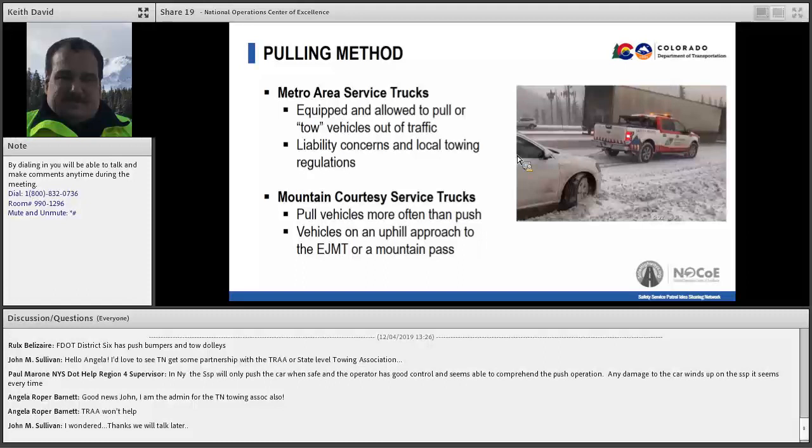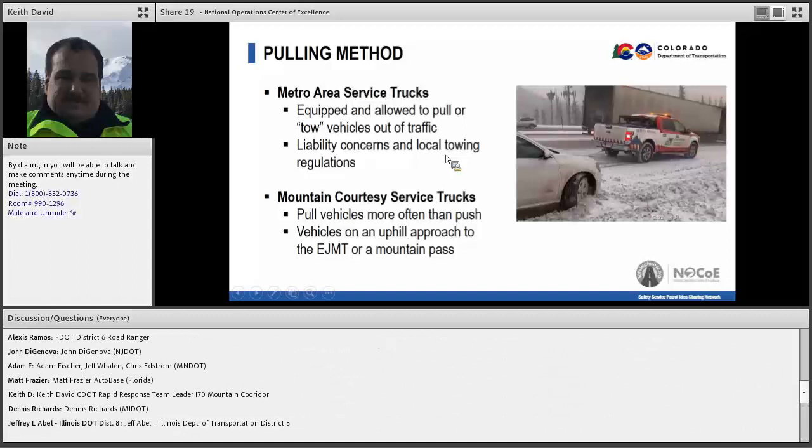The Mountain Courtesy service trucks, they pull more often than they push. A lot of this is because the approach to the Eisenhower Tunnel on the westbound or the eastbound side is a prime example. You could have 3 to 4 miles of nowhere safe to pull the vehicle to or push the vehicle to, and it's a winding interstate going up to the top of the hill up at the tunnel. So they would rather pull them in most cases. Simple thing, just use tow straps, chains. Most often, the courtesy drivers use chains on the Mountain Courtesy Patrol. If we could go to the next slide.